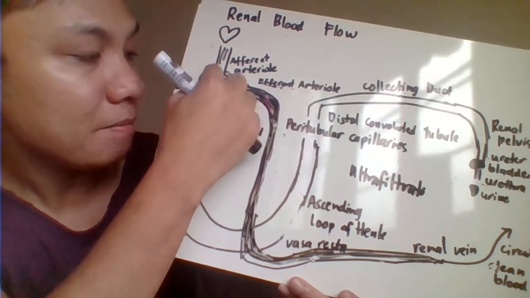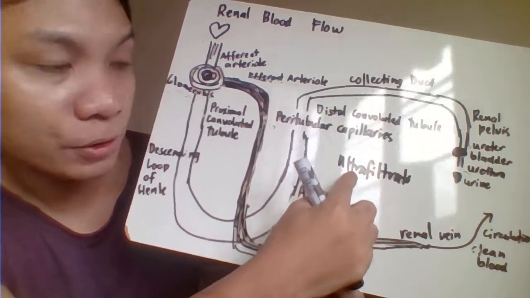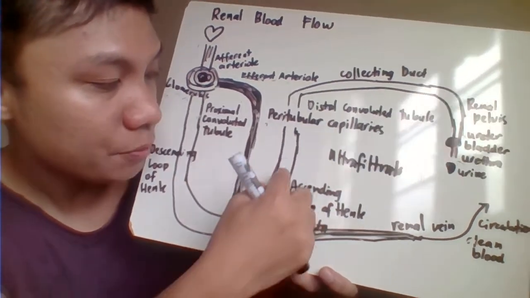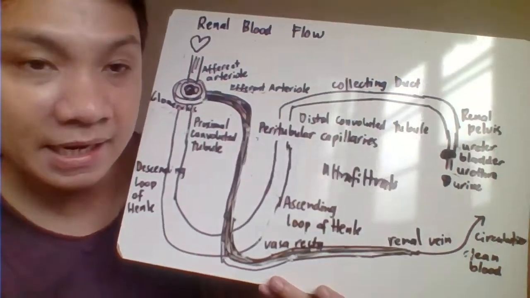So, part of the volume ng blood pupunta dito. You call that one as your ultrafiltrate. Ang ultrafiltrate natin, pag dire-diretso ito sa renal tubules natin, magiging ihi na natin yan.